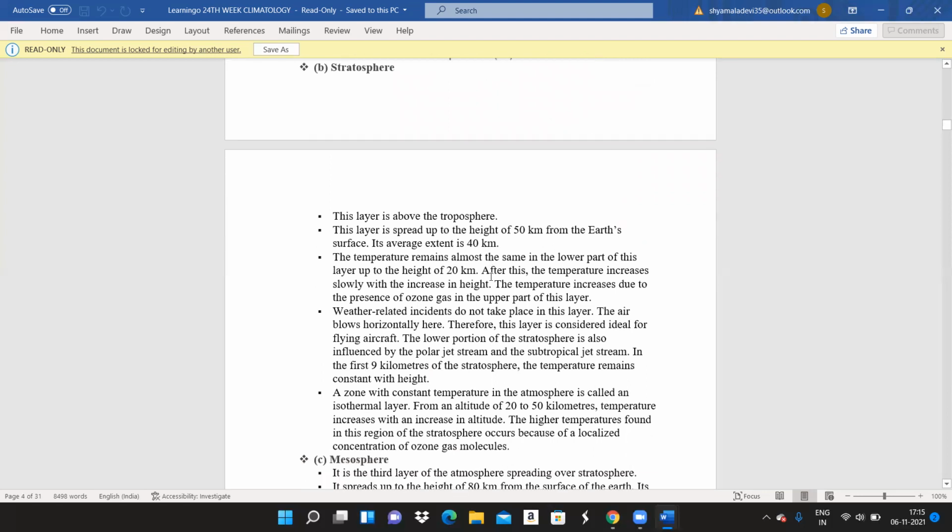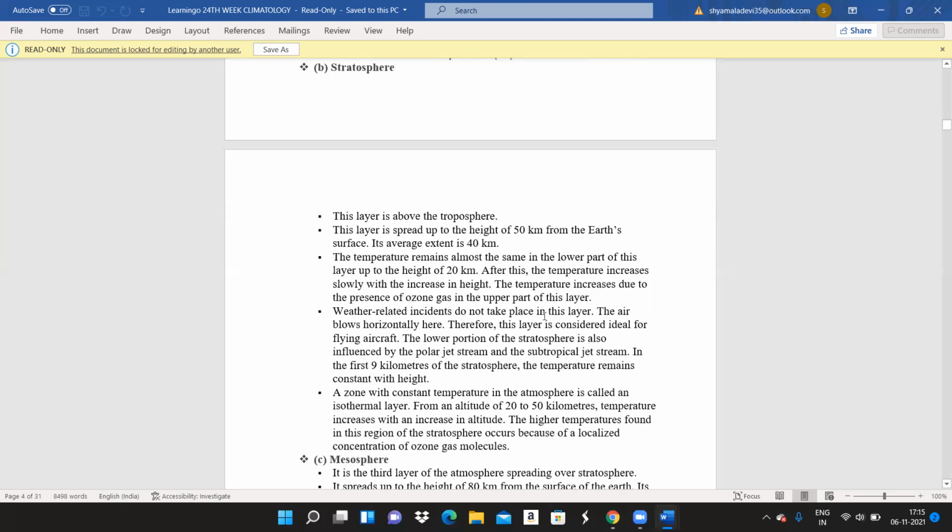The temperature remains almost the same up to a height of 20 kilometers. Then the temperature increases slowly with the increase in height. In the troposphere, it decreases; in the stratosphere, it increases. This is the definition. So make a table of troposphere and stratosphere, and when you write the points, you will know very clearly what the differences are. The temperature increases due to the presence of ozone gas in the upper part of this layer. So why does it increase? Because of the ozone gas.